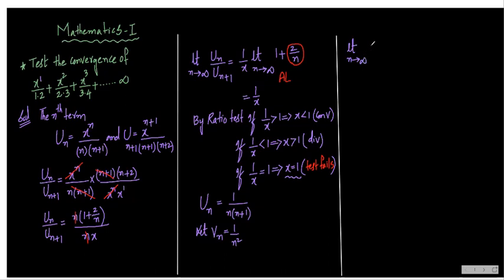Limit n tends to infinity un by vn, which is also equal to limit n tends to infinity. Our un value is this one, 1 by n is there here, this part. I want to take another n common. It means it becomes n square, 1 plus 1 by n. And the second fraction, which is vn, becomes reverse. It's n square by 1.